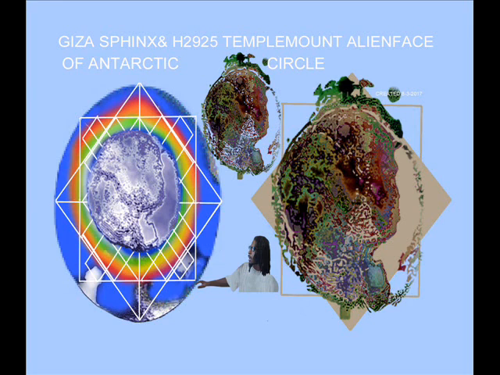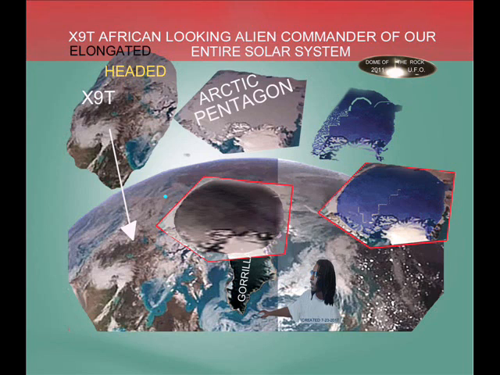When we look at the African Sphinx face frozen, we're looking at the frozen ice sheet or the mountains underneath the frozen ice sheet. This is the topography image of the Sphinx face that we see as we aerial view the Antarctic Circle.